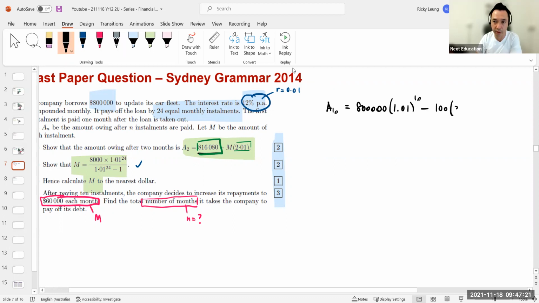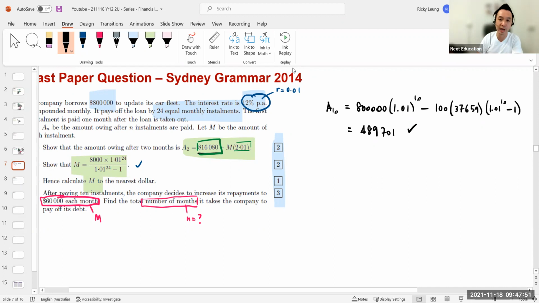So what was it? 37,659 times 1.01 to the power of 10 minus 1. That's a straight copy of the formula for A_N that I derived in the last question. If you did this correctly, and please don't trust me, do it yourself, 489,701. So that becomes our new loan amount.